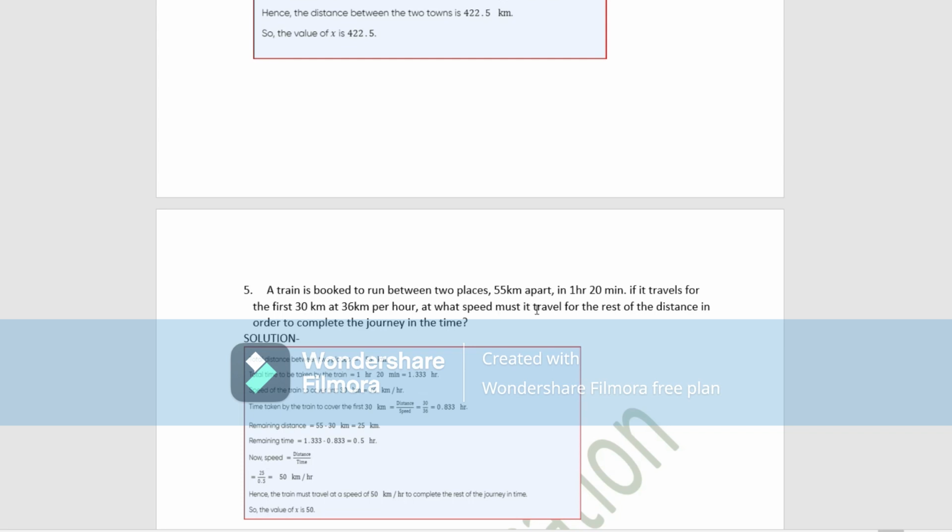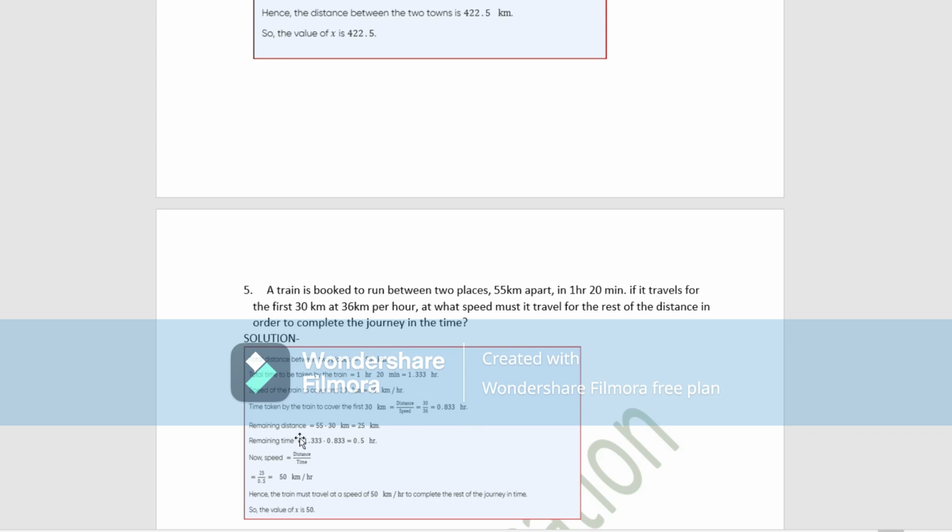That is 55 kilometer. Now here the time taken is what? 1 hour 20 minutes. Okay, that means 1.33 hours. If we convert this minute into hours, 20 by 60, we are getting 1.33 hours. Now what is telling, if it travels the first 30 kilometer at 36 kilometer per hour. So here the speed is what? 36 kilometer per hour. So the time taken by the train will be what? Distance by speed. What is the distance here? 55 by 36. We are getting 0.833 hour.